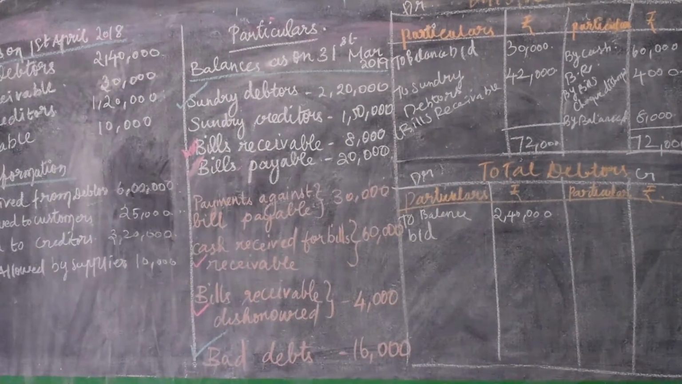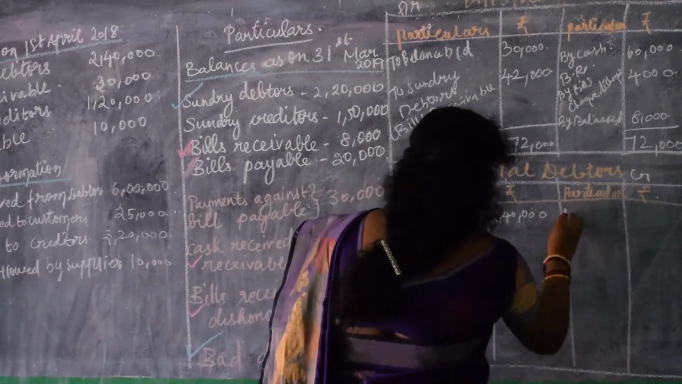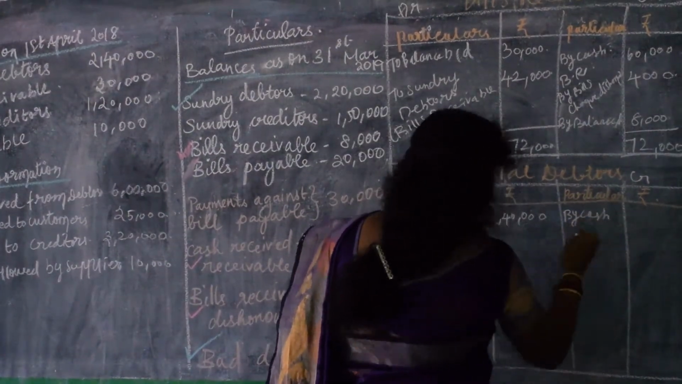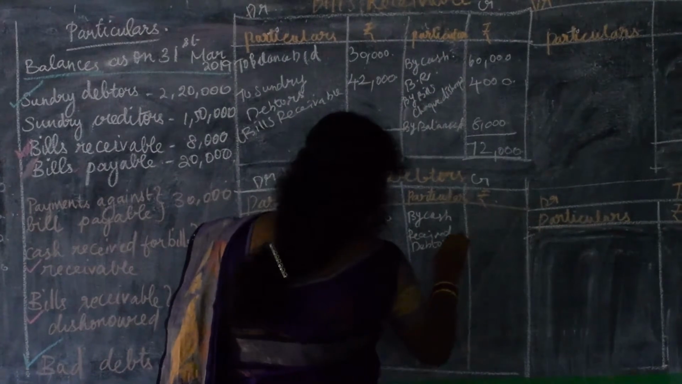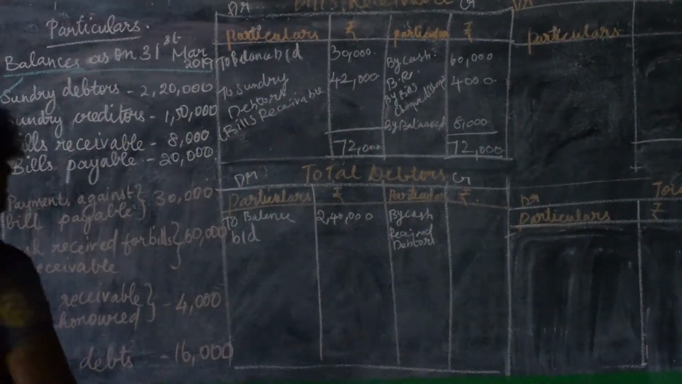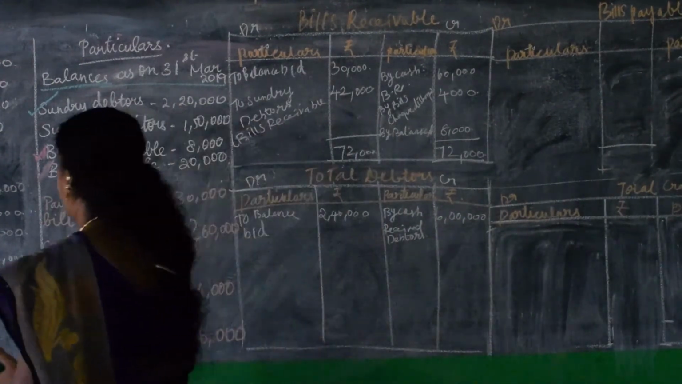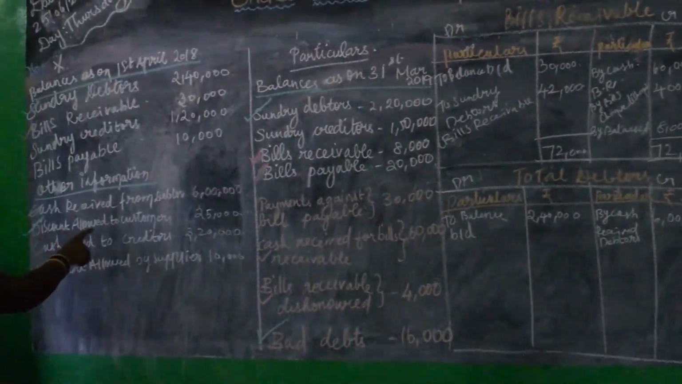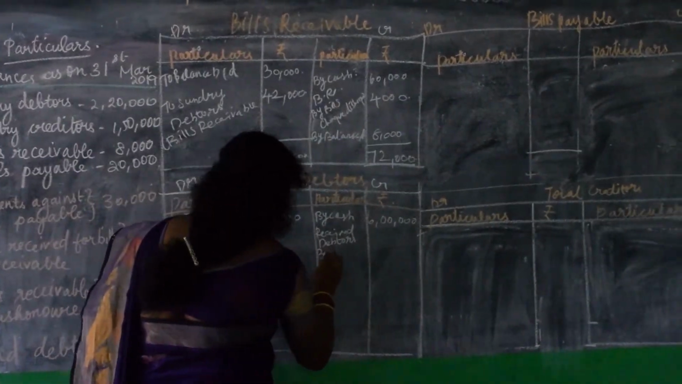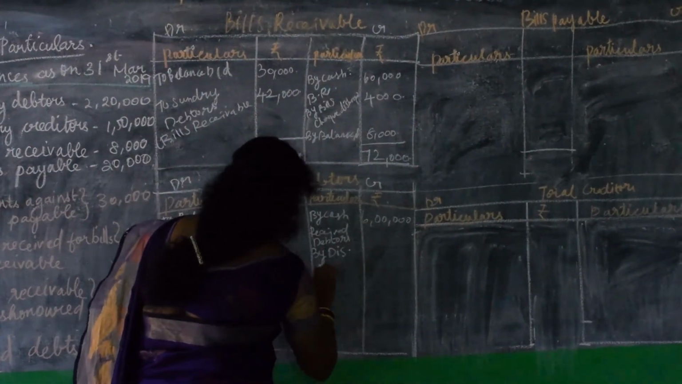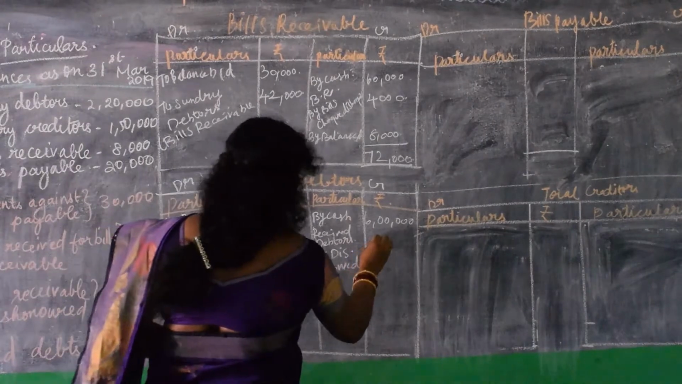Then next, cash received from debitors. Where do you have to write? You have to write in here. By cash received from debitors. How much cash received from the debitors? 6 lakh. Yes. Then discount allowed to customers. You have to write now, by discount allowed. How much? 25,000.